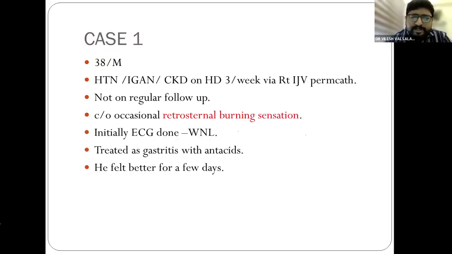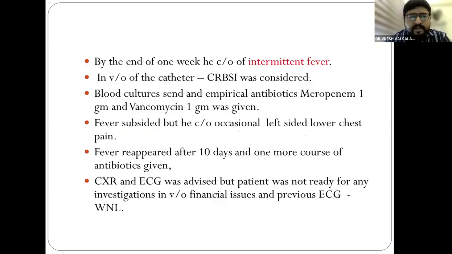So going back to the previous slide, this was the complaint given by the patient. Initially, they had done an ECG, which showed that the patient was not having any problem. So initially they treated the patient as gastritis with some antacids, and the patient felt better within a few days of treatment. So it was considered as gastritis.